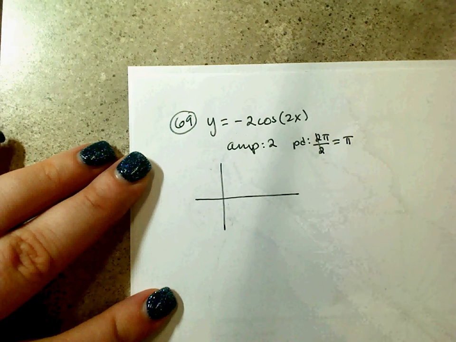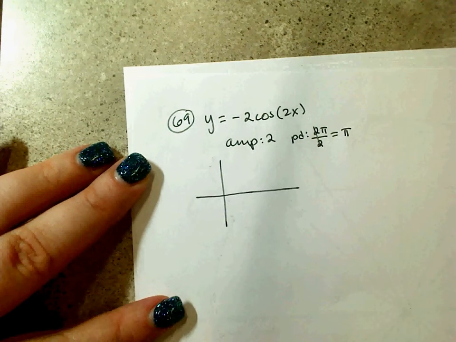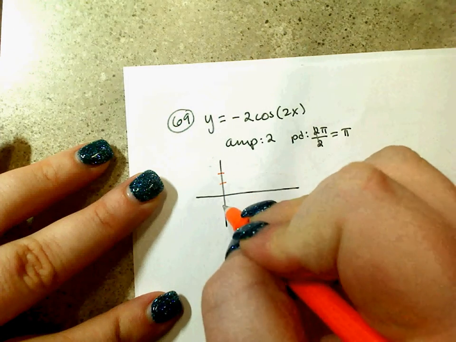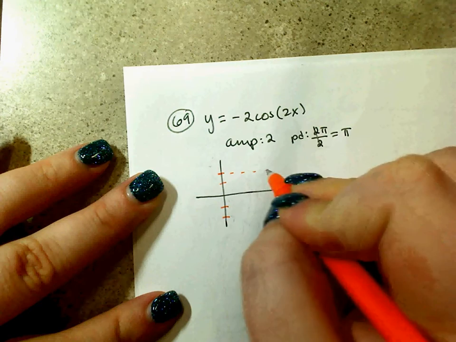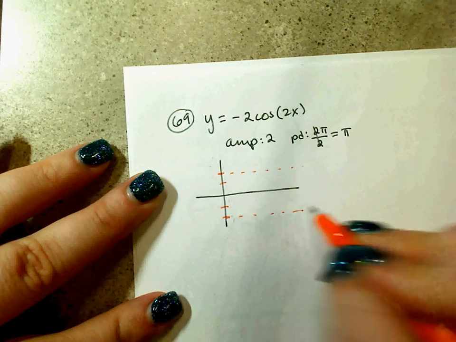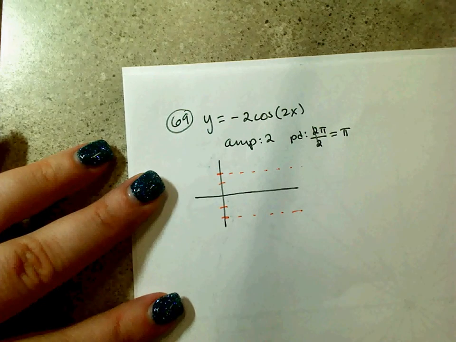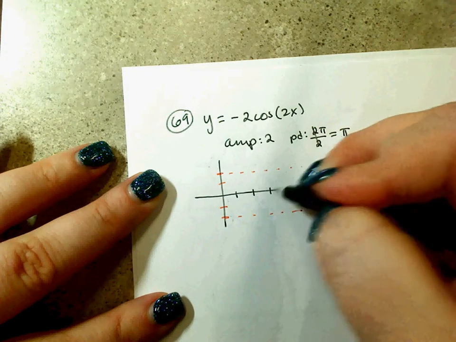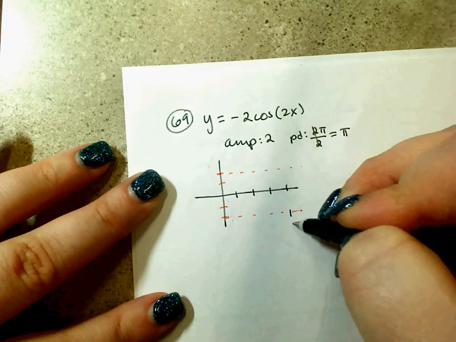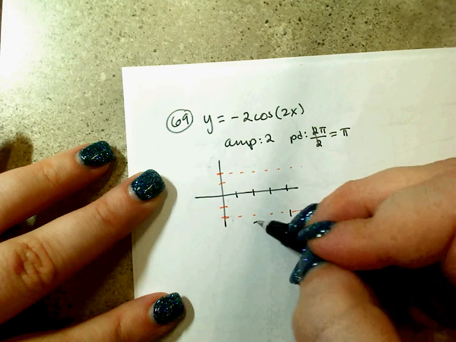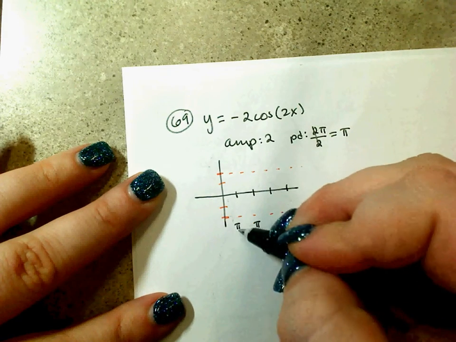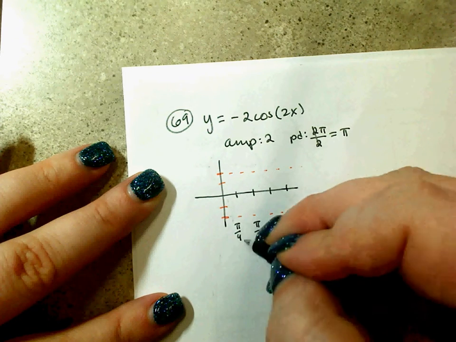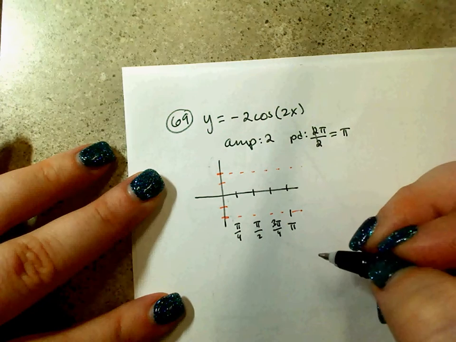There's no vertical shift, which means the midline is still the same, and the amplitude is 2, so up 1, 2, down 1, 2. Graph it like that. Our amplitude lines. Period is pi, so I'm going to go 1, 2, 3, 4. I'm going to let that last one be pi, which makes this one half pi, 1/4 pi, and 3/4. 1/4, 2/4, 3/4, 4/4, right?